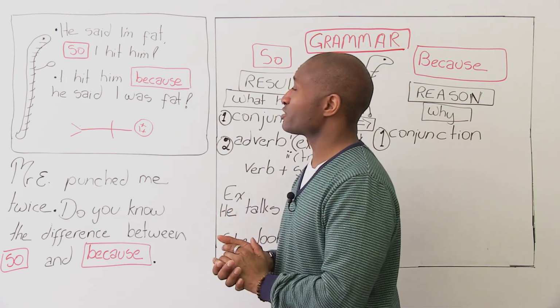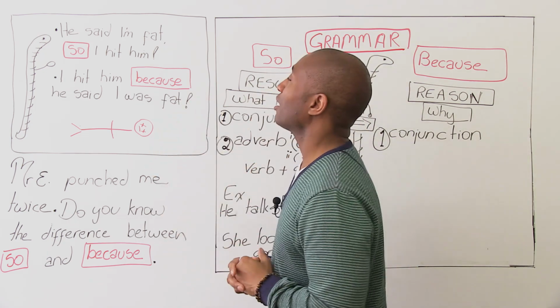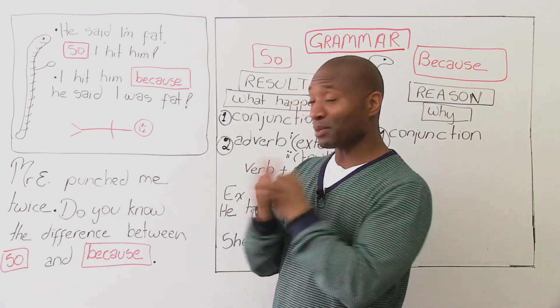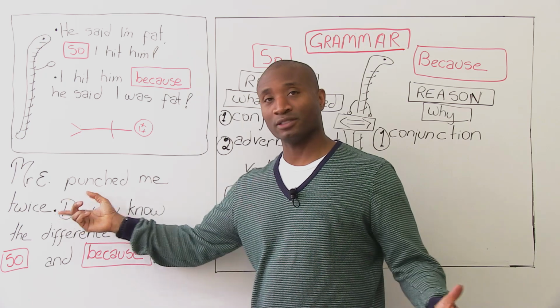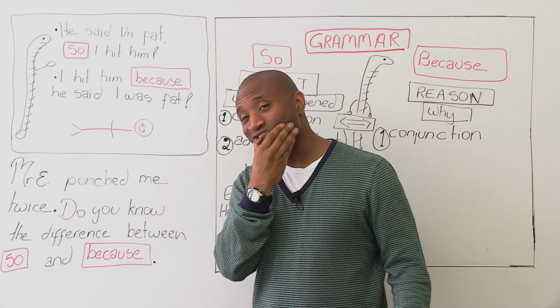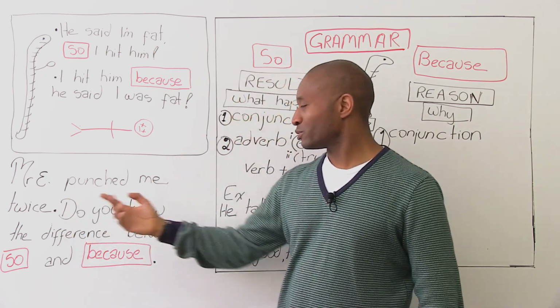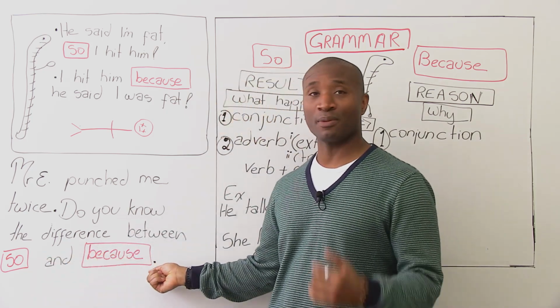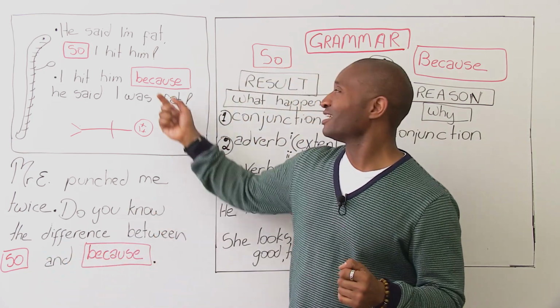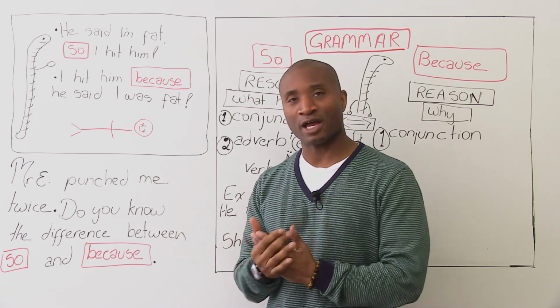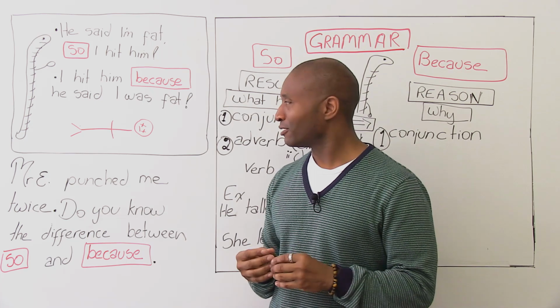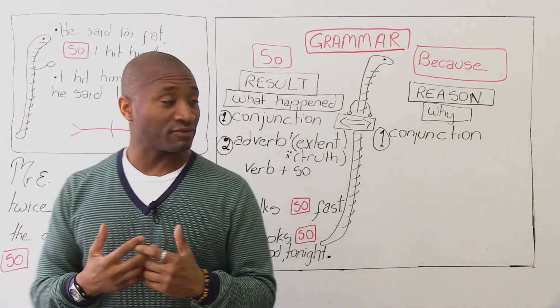He said I'm fat, so I hit him. Blam! I hit him because he said I was fat. Blam! What's the difference? Mr. E punched me twice, right? It hurt. Still hurting, all right? Do you know the difference between so and because? I can speak English. Because you're reading the sentence, it seems to be the same thing. I said fat, I got hit, right? Right. But how do we know the difference and what is the difference?